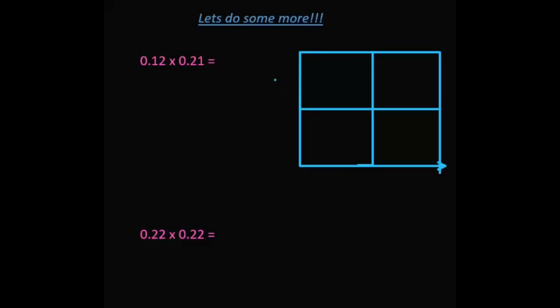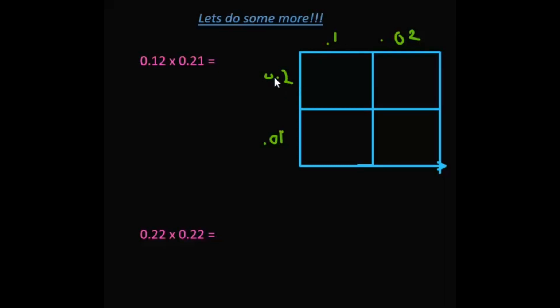Perfecto. Okay, so now let's write down our numbers. Oh wait. So this is only decimals, right? So we have 0.1 and 0.02. Okay, and then here we have 0.2 and 0.01. Okay, so now let's do the multiplication again.